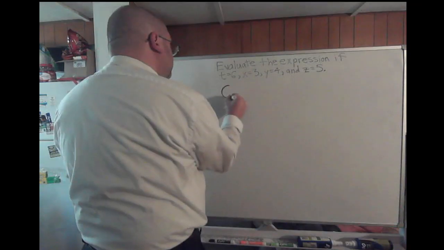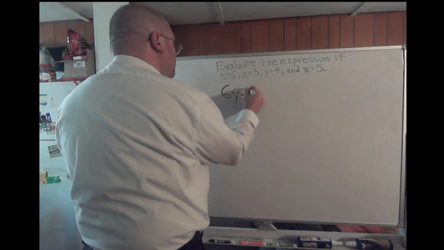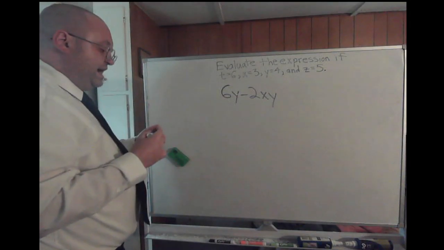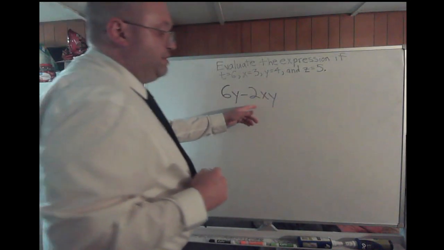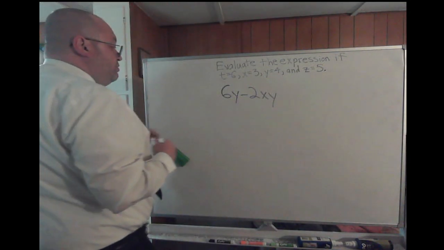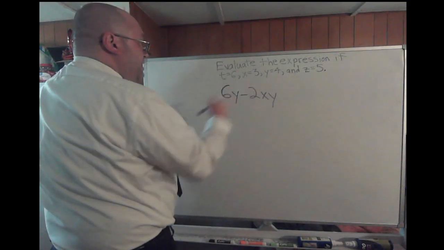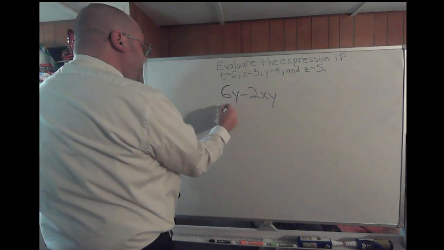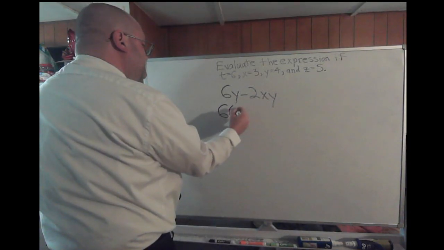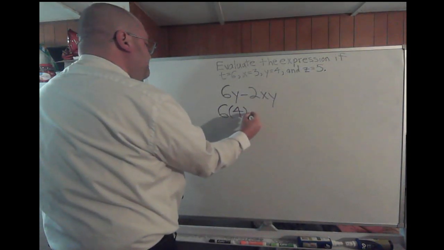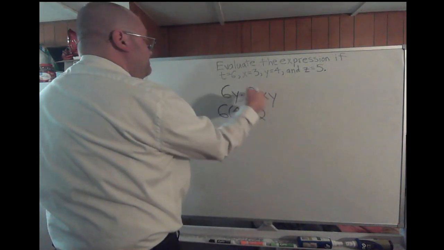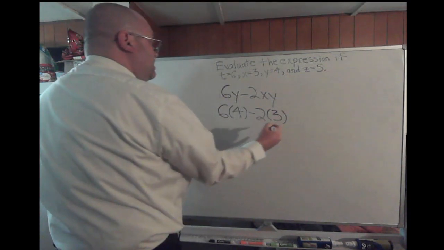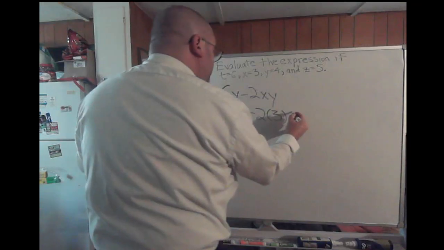Alright, we got 6y minus 2xy. So now we got the algebraic expression 6y minus 2xy. Well, still, we're going to put in the values of the variables where they belong. For y equaling 4, we'll put in 4 for wherever we see y. So we'll have 6 times 4 minus 2 times the value of x. X is supposed to equal 3. And then y is supposed to equal 4.